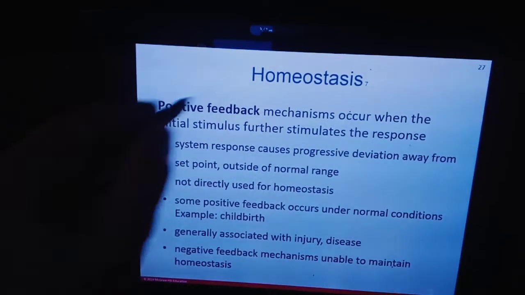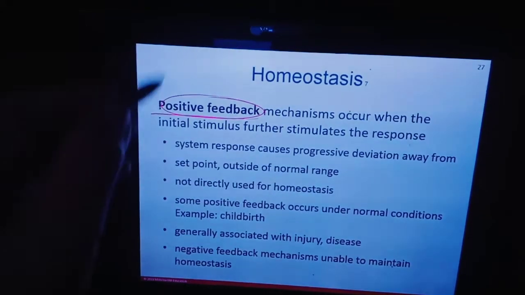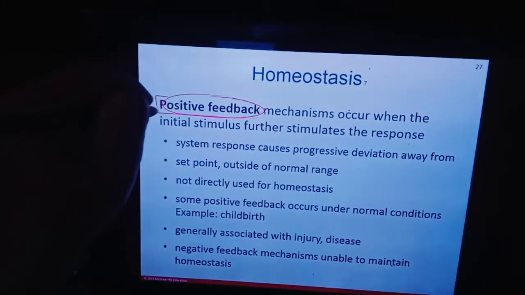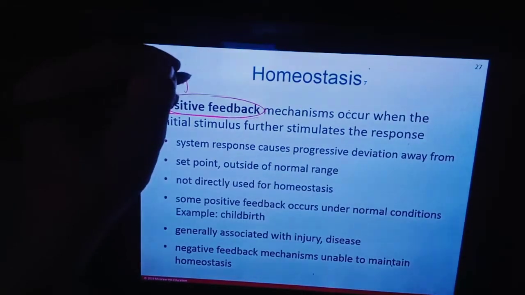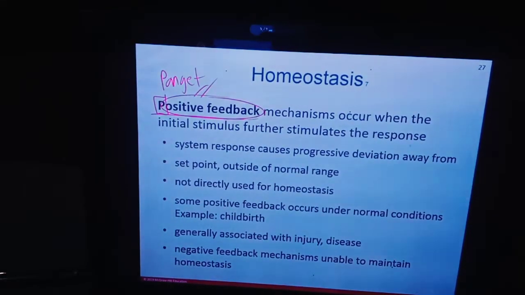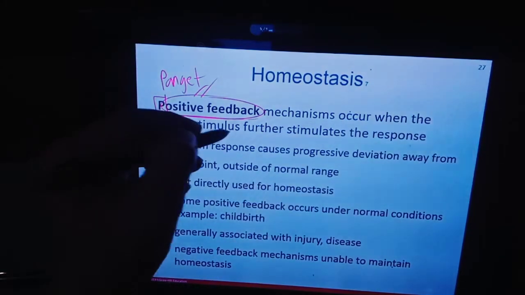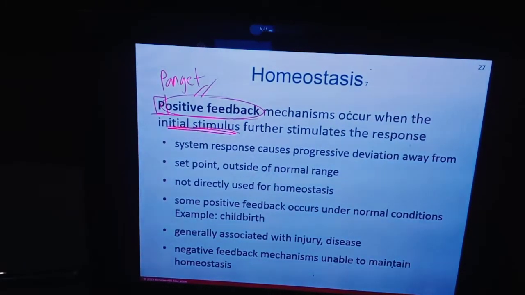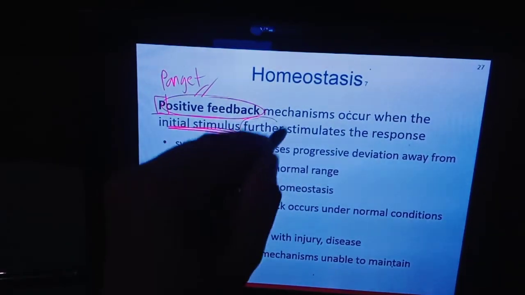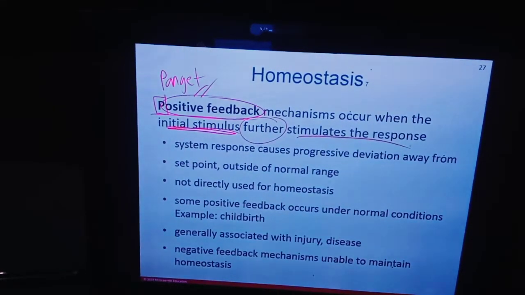Okay? Don't take it literally. Pag sinabing positive feedback, sa anatomy, pangit na feedback yan. Ayan o, letter P. Positive, pangit na feedback. Ganun. Pangit na feedback. Okay. Positive feedback, that's a mechanism that occurs when the initial stimulus, yung initial na stimulus niya, yung na-detect niya na change, further stimulates the response. Further stimulates the response. So, ibig sabihin, instead of getting a counter response, okay, you intensify the variable.